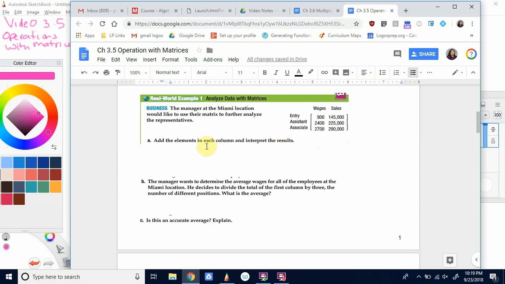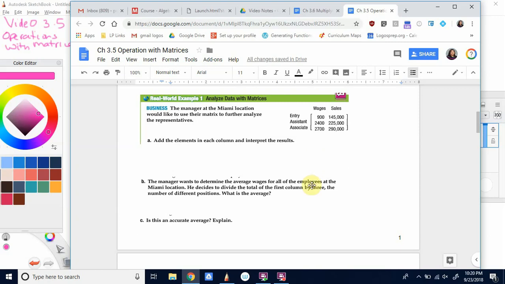Basically, this first example is just analyzing the data. We're going to add the elements in each of the columns and interpret the data. If we add the wages, we get $6,000: 900 plus 2,400 plus 2,700. And if we add the sales, we get a sum of 660,000. What does that mean? Well, column 1 is the total average daily wages of the 3 types of employees that the location has. Column 2 is just the total average annual sales of employees. It's just a total.